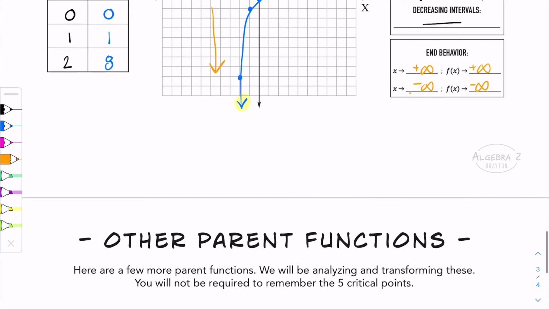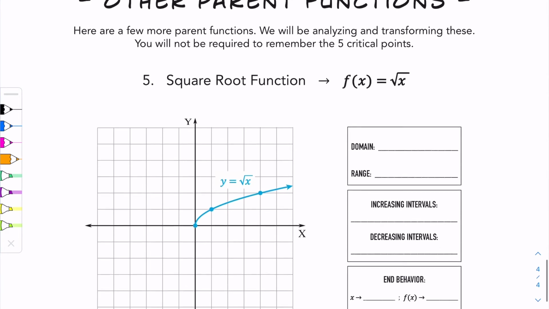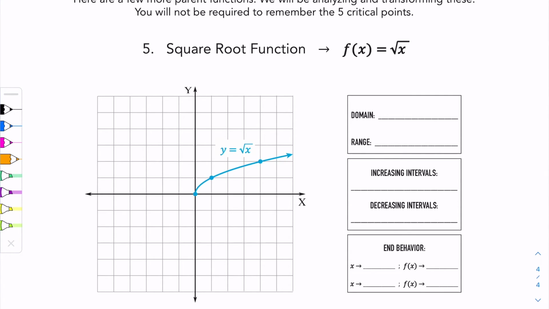Okay, in the last two graphs, we're just taking a look at them. You're going to be asked to analyze graphs like this, but you will not be asked to actually graph them at this point. You'll only be asked to graph those first four. For the fifth graph here, so again, just analyzing it, we have the square root function. So the square root function looks like this.